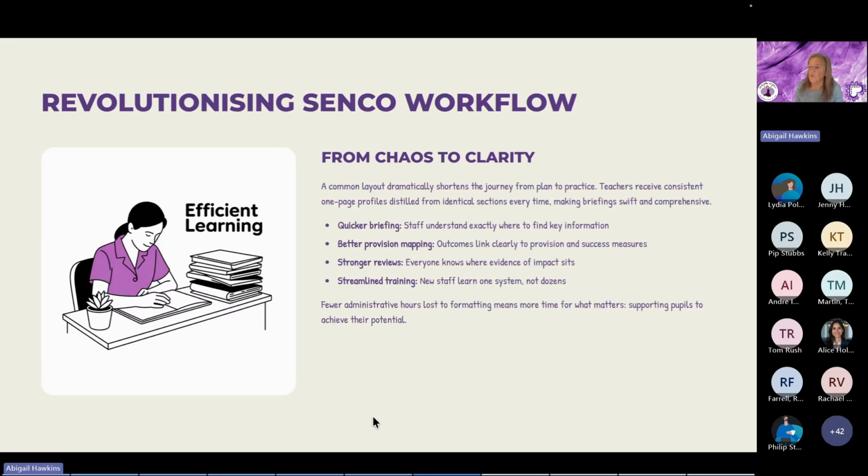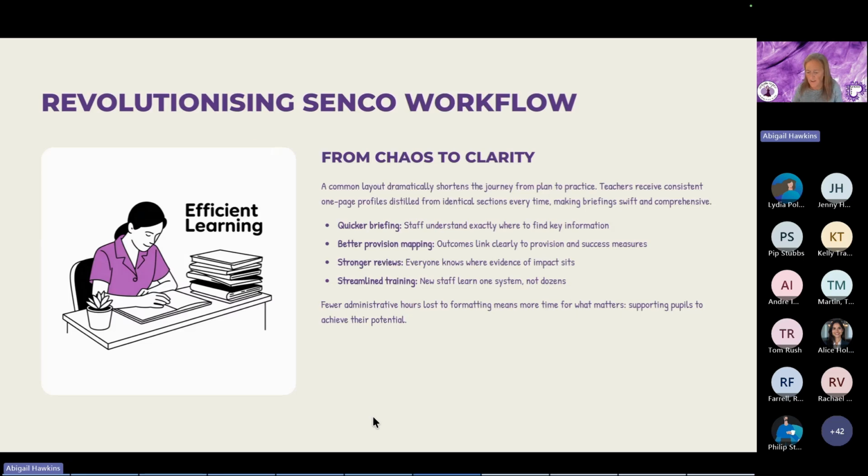So from a SENCO workflow perspective, that common layout would really help us. We've got quicker briefings. We can tell staff where to find things. It helps us with that provision mapping. It helps us to link the outcomes to the provisions and then the success measures. And provision mapping's my baby. It's where I've spent most of my last 15 years working with it, and I love doing provision mapping. But to be fair, every school does it differently, and it doesn't always have to be done the same way, but it's what works for the school.